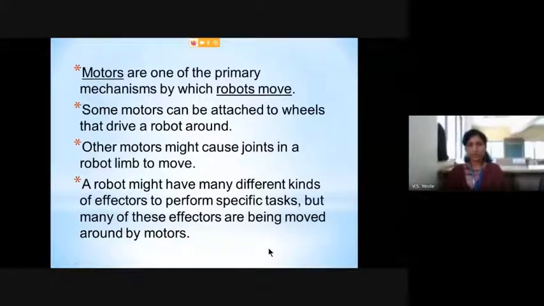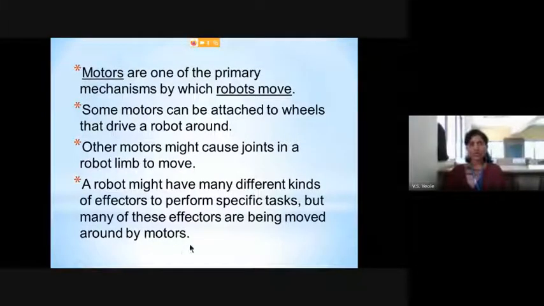Now, motors are one of the primary mechanisms by which robots move. So the main reason behind the movement of a robot is the motor. Some motors can be attached to the wheels that drive a robot around. So the robot will move around when the motors are connected to wheels. The second one is that other types of motors might cause joints in a robot limb to move. So again the robot limbs can move by using motors.